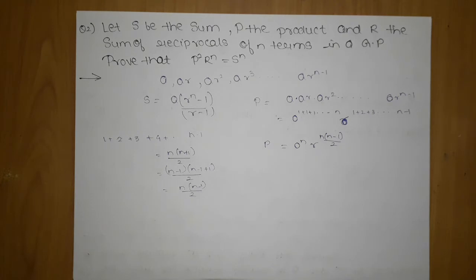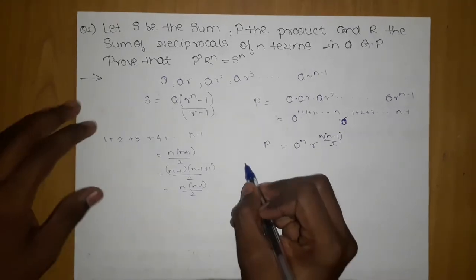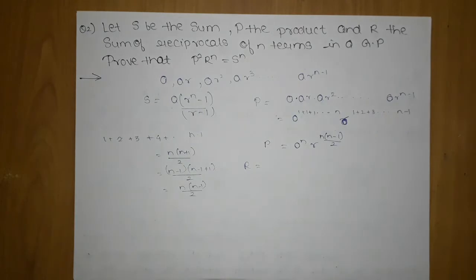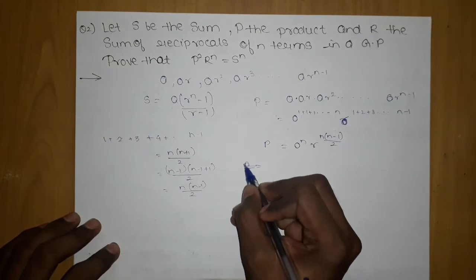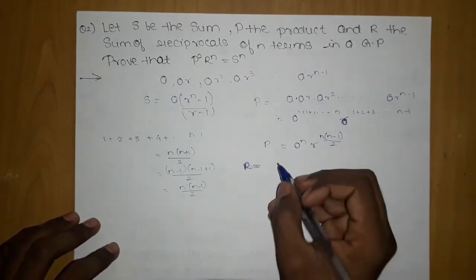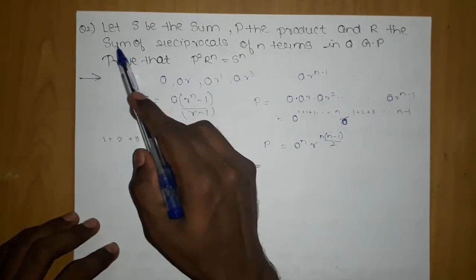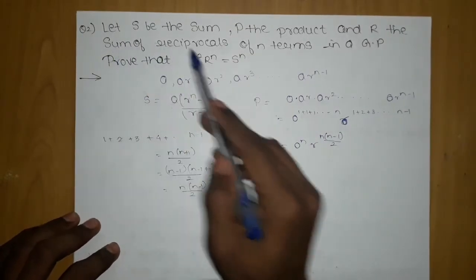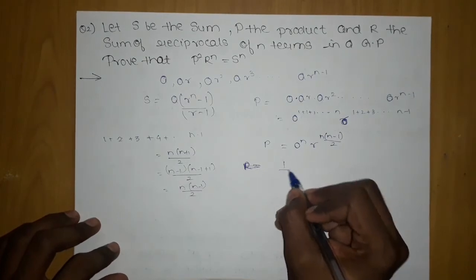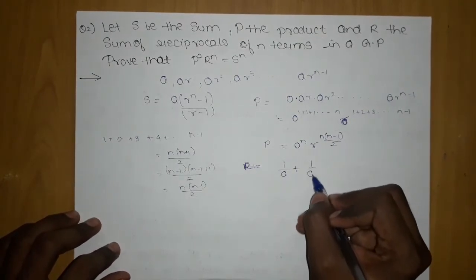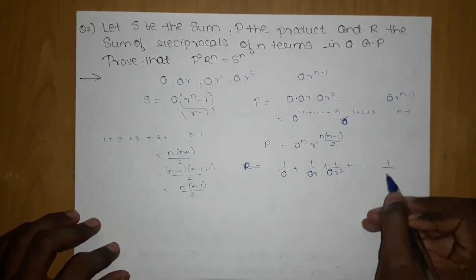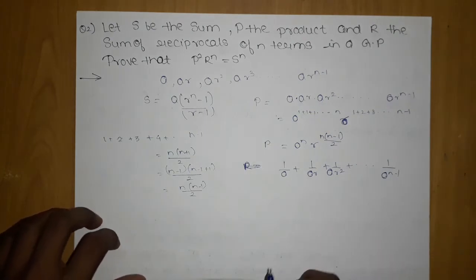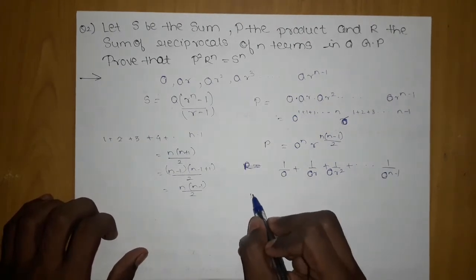Now let's focus on the next thing, which is R. R is nothing but the sum of the reciprocals of the terms. Let me write the series again. It will be 1 by a plus 1 upon ar plus 1 upon ar squared, till 1 upon ar to the power n minus 1. Now we want to find its sum.